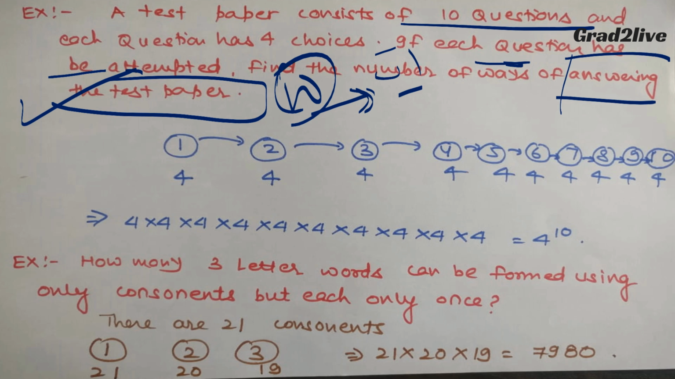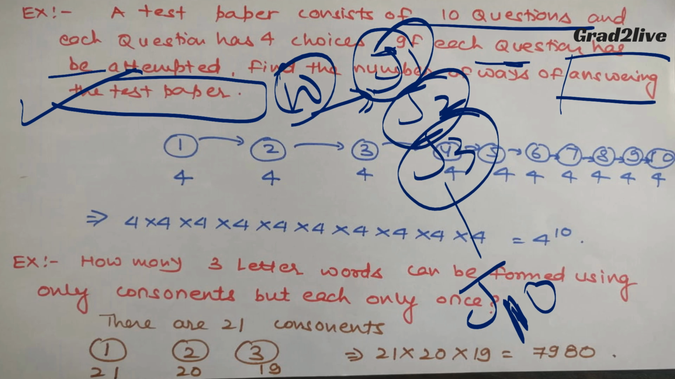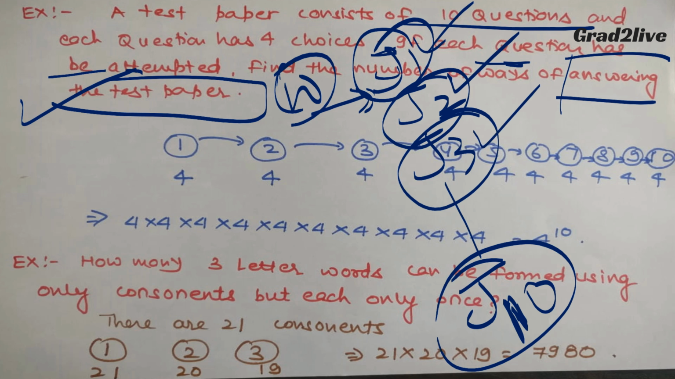So let's suppose J1, J2, J3, and so on up to J10. These are all the jobs that you have to do in order to complete this work, and this work is attempting the test paper. The first job is to answer the first question. Second job, answer the second question. Third job, answer the third question, and so on up to answering the 10th question. So these 10 jobs make your entire work W.